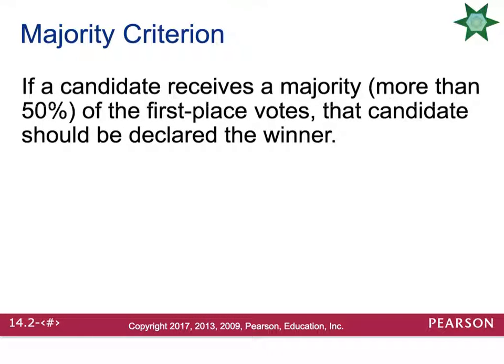The majority criterion basically says if a candidate receives a majority, which is more than 50% of the first place votes, that candidate should be declared the winner. So where you have to be careful on this one is the Borda count method, because sometimes on the Borda count method, a candidate who does not have the majority will win, and a candidate who does will not. So be on the lookout for that.